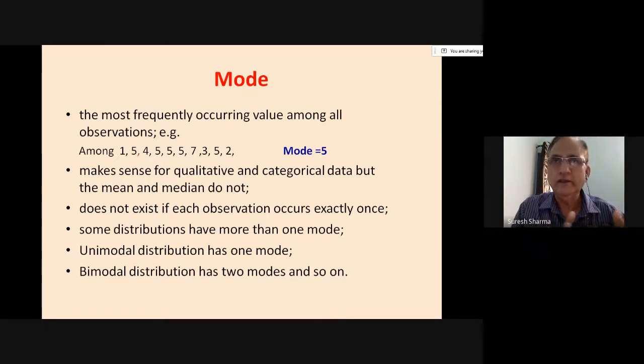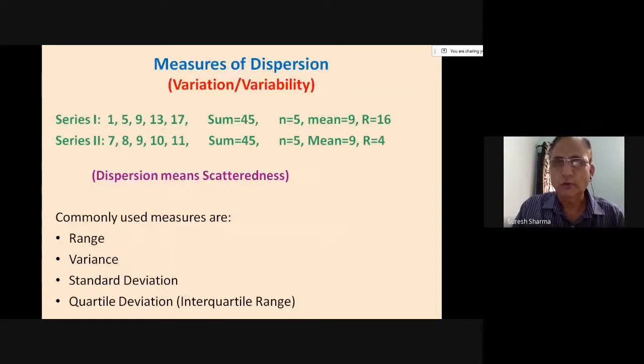Okay? Hopefully, the idea about mean, median, mode is clear to you. Now, once we know mean, median, mode, then why look at the variability or variation? Now, variation stands for the dispersion. Dispersion means how the observations are scattered from each other.